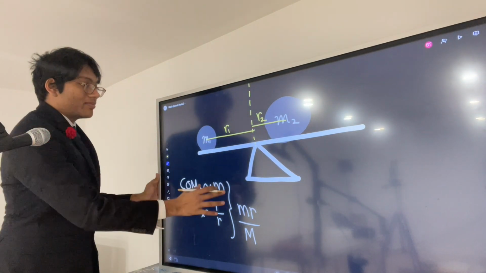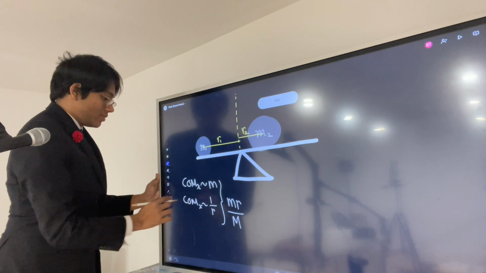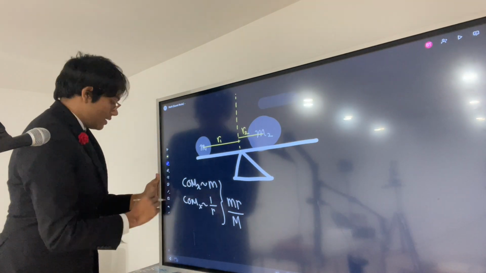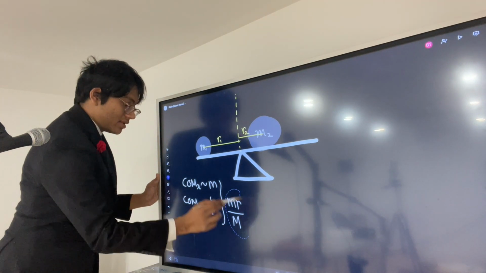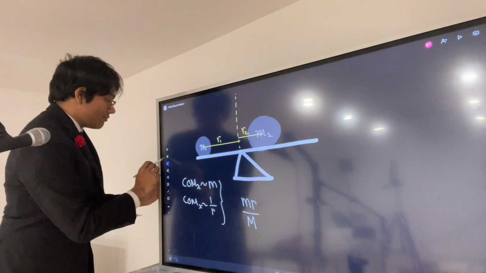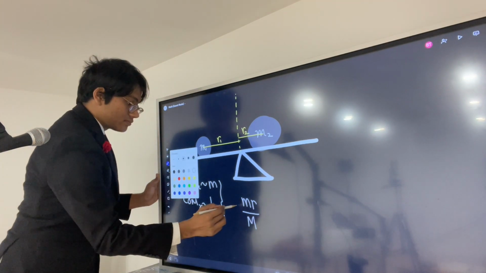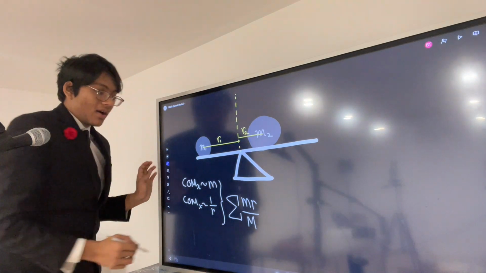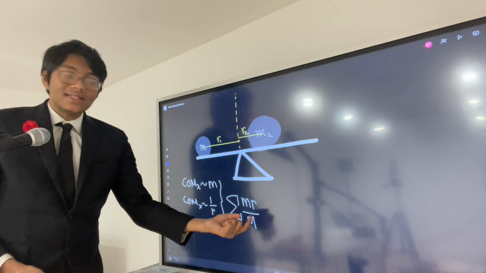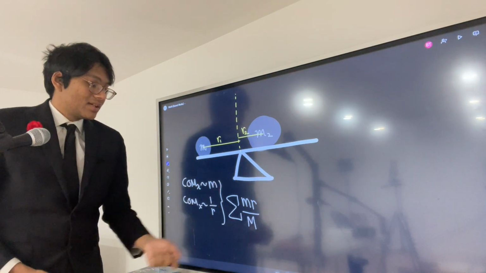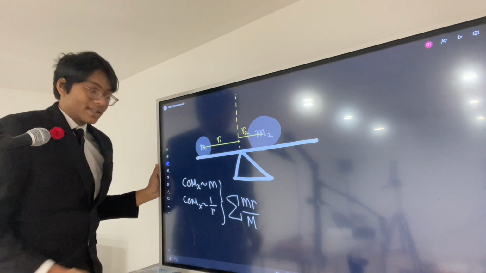Well then, what would my center of mass be in this case? Well, it would be pretty simple, right? Let's make this more accurate. It would be the sum, sigma, of the masses times the distance they are away from the center, divided by the total mass.